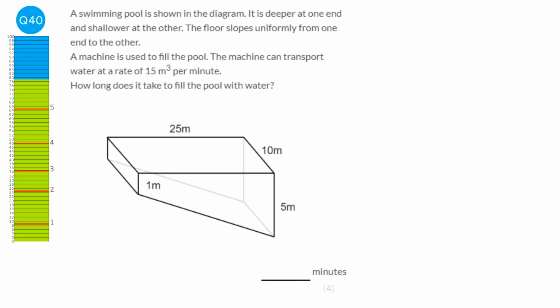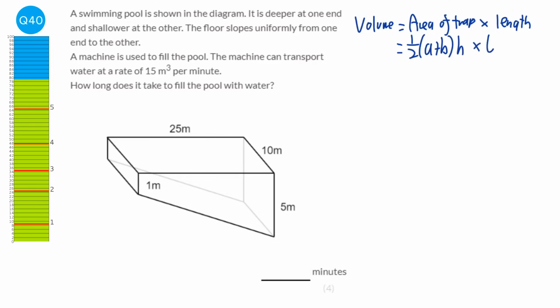First thing we need to do is work out the volume of this prism, and it's a trapezium based prism. So the volume will be the area of the cross section, or area of the trapezium, times the length, how 3D the prism is. So trapezium is half (a plus b) h, and then times the length.